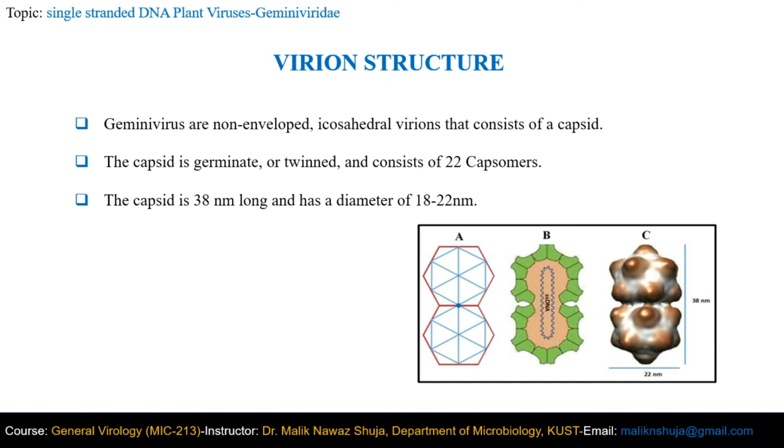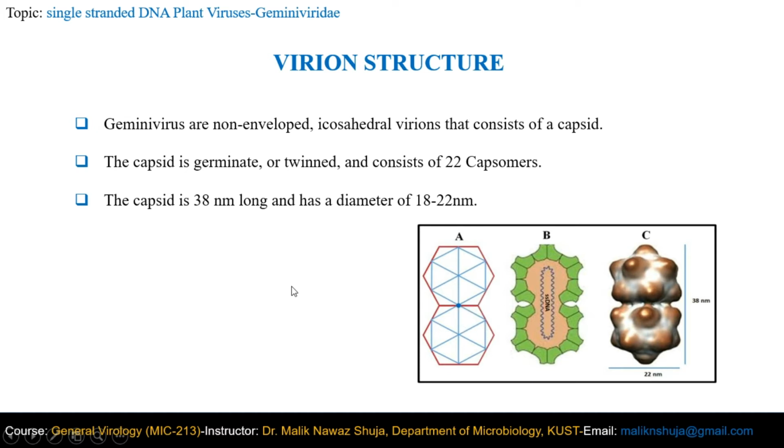If we are talking about the virion structure of begomoviruses or Gemini viruses, basically Gemini viruses are non-enveloped, with an icosahedral structure. Icosahedral structures are those which have 20 facets and 12 vertices and consist of a capsid. The capsid is geminate, or twin, and consists of 22 capsomeres, and they are incomplete at the T1 position.